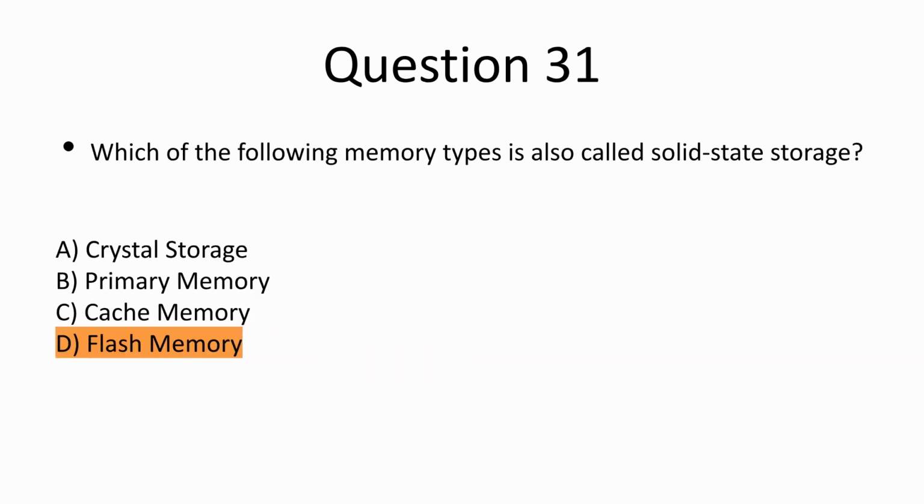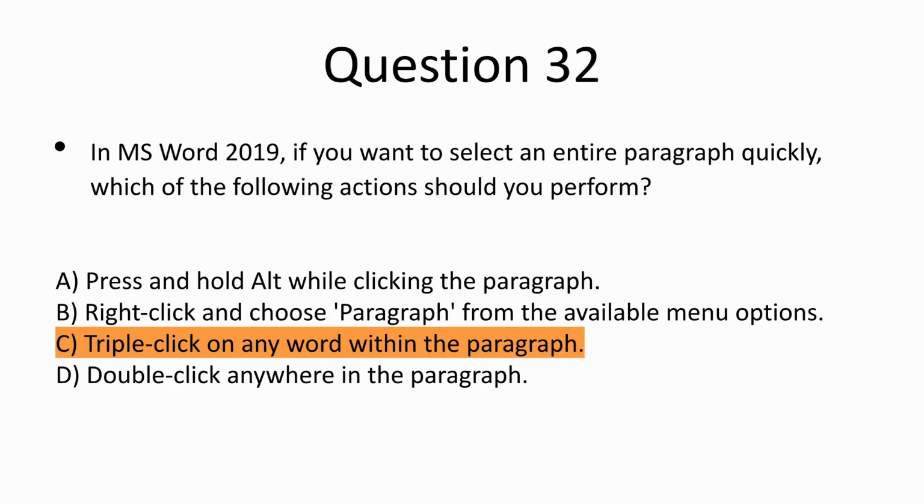Question 31. Which of the following memory types is also called solid-state storage? The answer is D. Flash memory. Question 32. In MS Word 2019, how do you quickly select an entire paragraph? The correct action is C. Triple-click on any word within the paragraph.